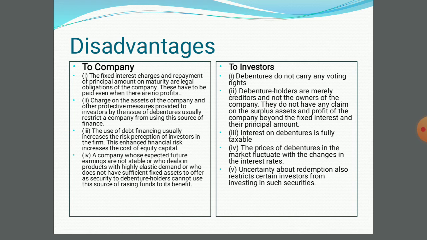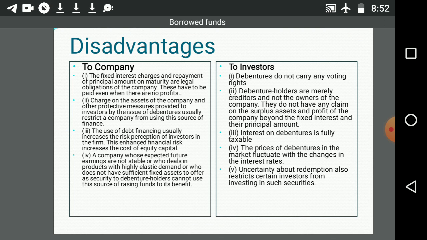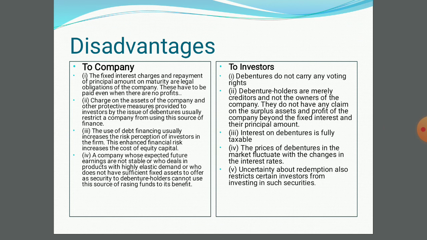Interest on debenture is fully taxable. Now, this is an advantage to the company but a disadvantage to the investors. In the case of the company, the interest amount which is paid to debenture holders, they can deduct it from their taxable income, but the debenture holders have to pay tax on the interest which they are going to get from the company, because it is considered as a source of income to the investor. So they have to pay the tax on this amount.